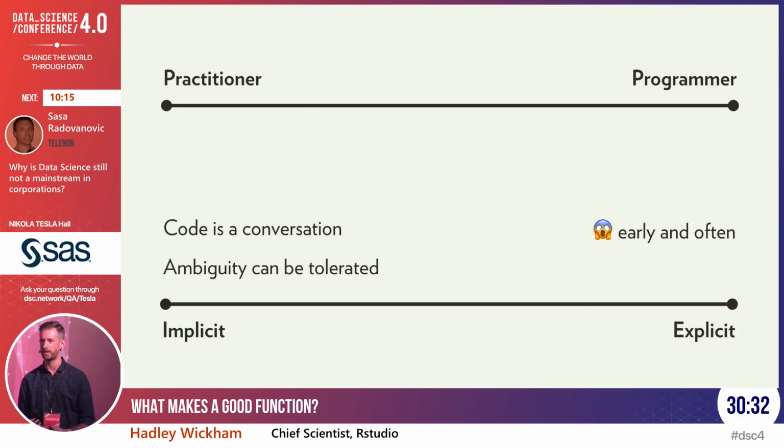It's okay for functions to try and guess what you want, because if they guess wrong, you're right there to have that conversation and resolve any problems. But when you're a programmer, you really want your code to complain early and often. So what I want to talk about today is how do you pick functions that do that? Why should you do that? And how do you write your own functions to work in that way?